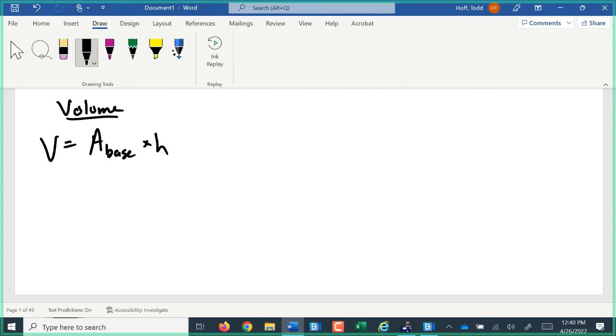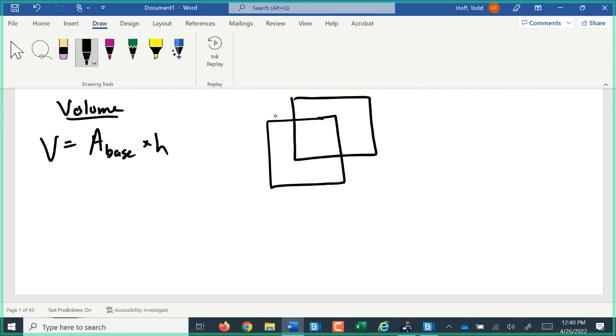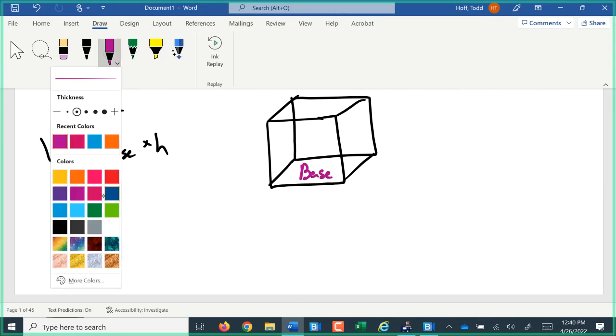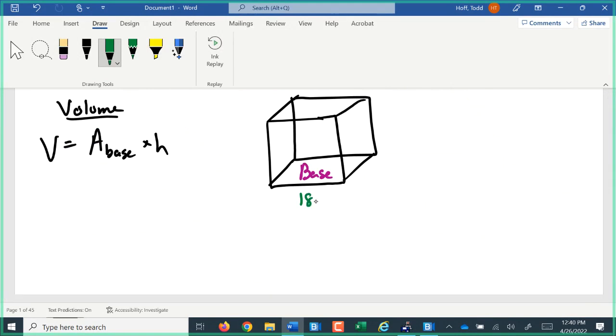So we might have a box. Now, a box, every side could be a base because there's a shape on the opposite side that's the same. So we're just going to pick the bottom to be the base. Put some dimensions in here. Let's call this 18 inches, 10 inches, and 15 inches.